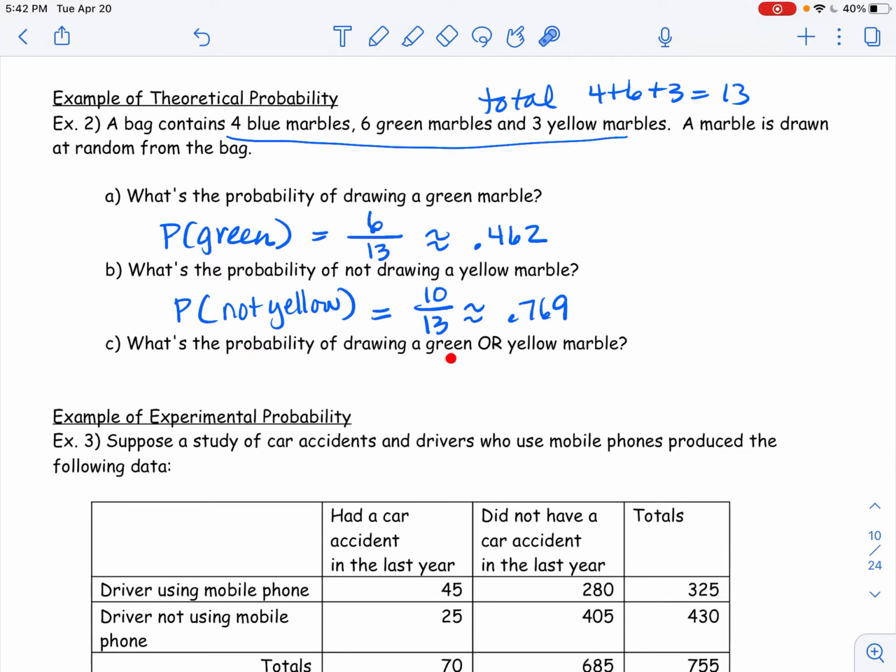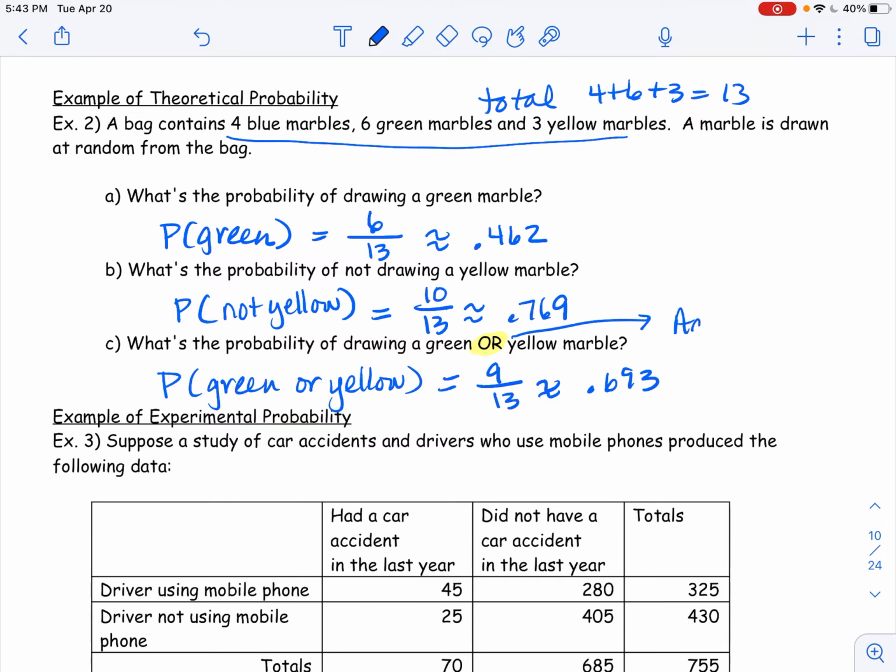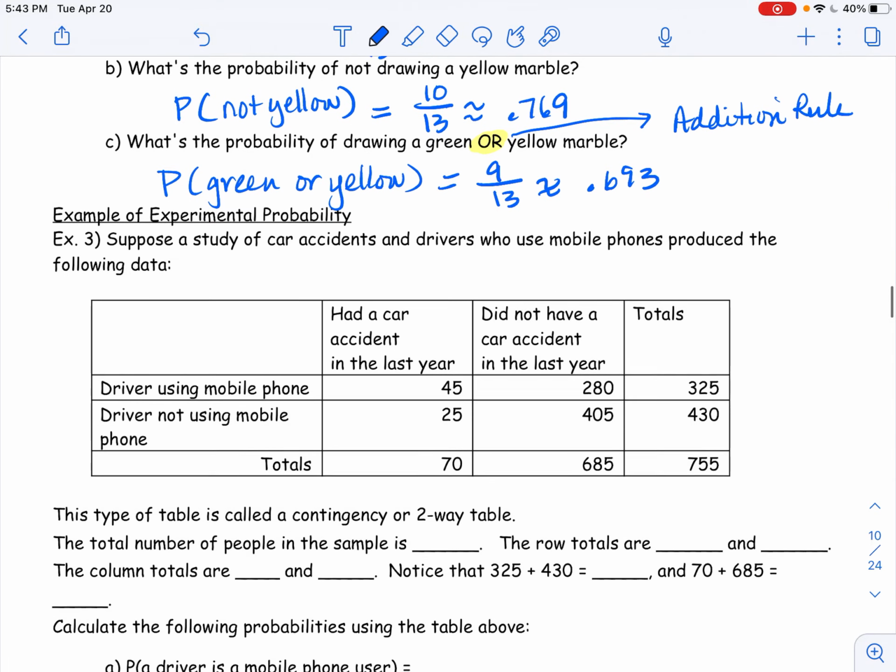What is the probability of drawing a green or a yellow marble? Well, that means we have two options. Probability of green or yellow. Well, let's add those two up. We have 6 green, 3 yellow. That's a total of 9 out of 13, and that is approximately 0.693. When you see this word or, you need to think of the addition rule. You just add the two numbers.